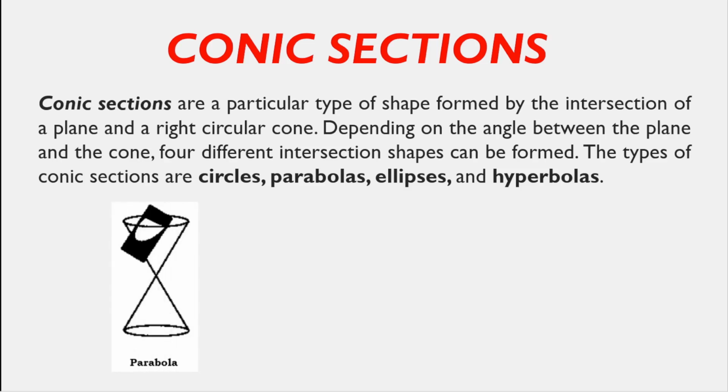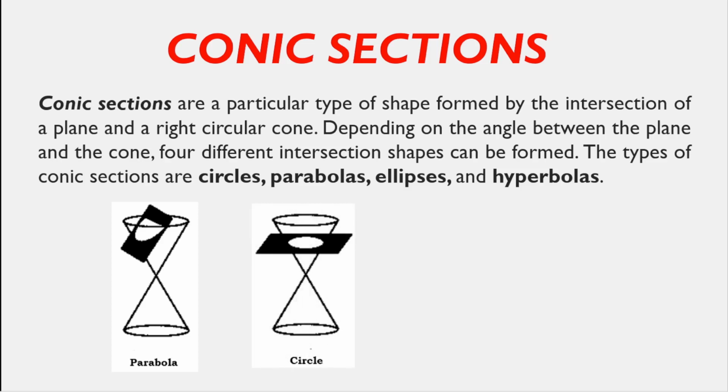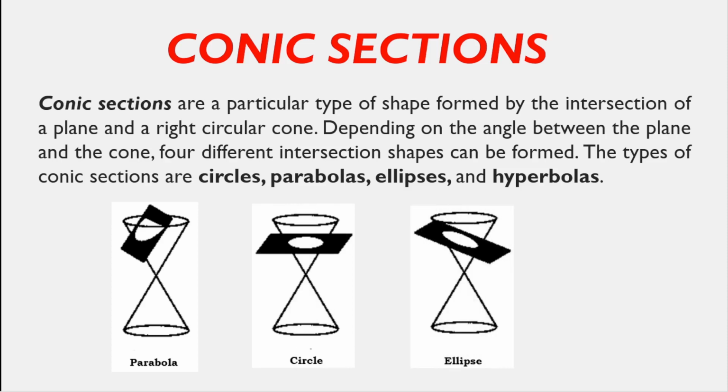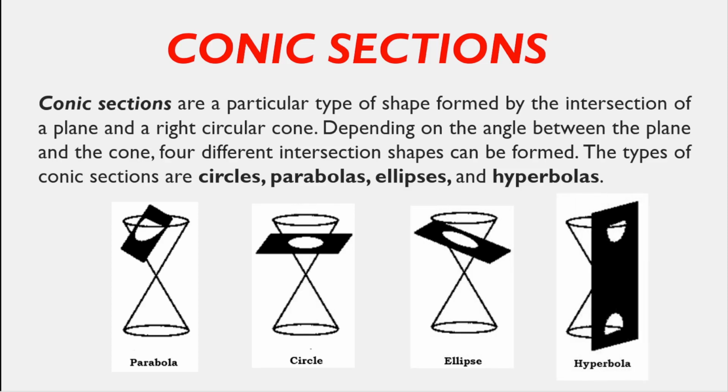So this is now the illustration for the parabola. So when the plane and the cone intersect with each other, and this is now the circle, ellipse, and the hyperbola.